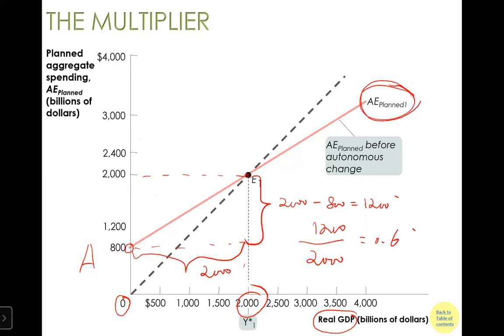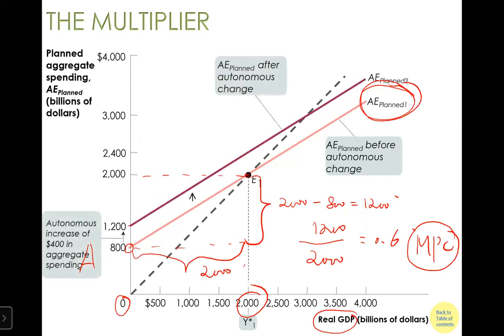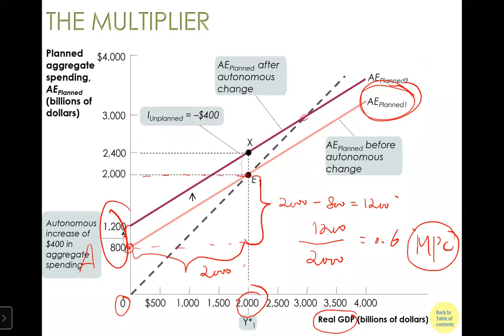But this slope exactly gives us the MPC, right? And given the existence of the MPC, you can see there's a chain rule. Once we increase the autonomous spending by 400, you're going to see there's an adjustment, right? And at the end of the day, we're going to see a new equilibrium, right? By the way, how does this happen? This happens with the following, right?